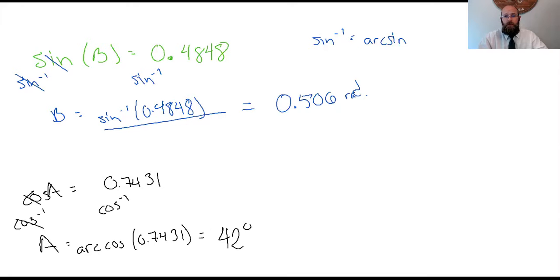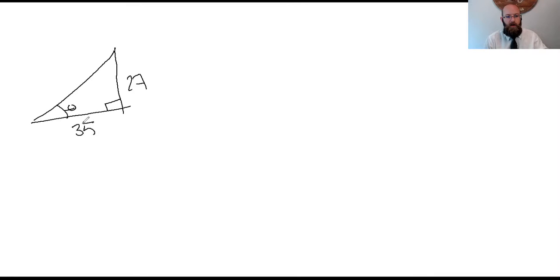So let's save this. We will clear it. The next problem I want to do is based off of a triangle. So let me draw this: a straight line comes out, comes over. That seems close enough. That's a 90-degree angle. This is where theta is hanging out. This side's 27, and this side is 35. I need to find out what my angle is.